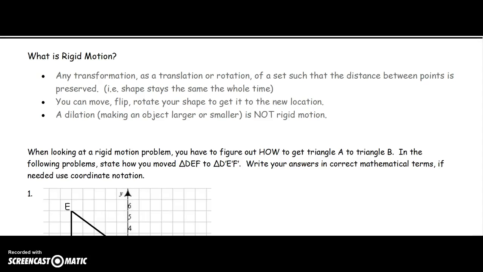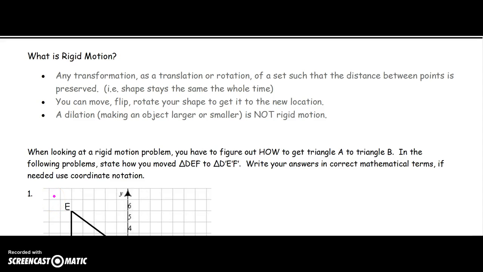So today what we're going to do is day 1 of our Unit 6 Triangle Congruence Notes. This has to do with rigid motion. And what is rigid motion? Rigid motion is any transformation, such as a translation or rotation of a set, such that the distance between the points is preserved. Basically, the shape stays the same.